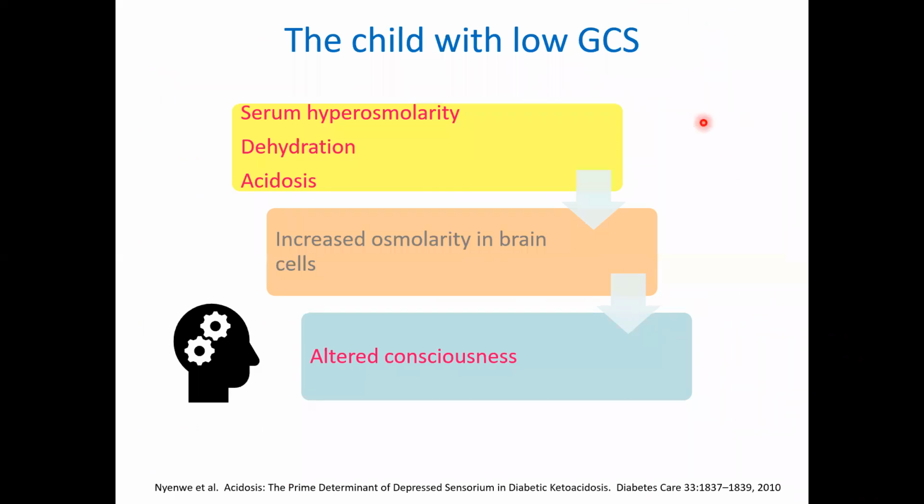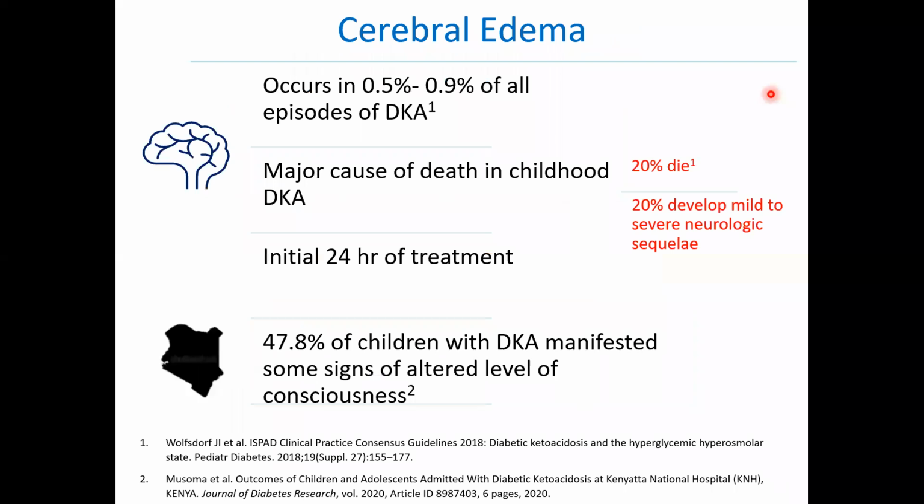So what about the patient who presents with altered sensorium? What is the cause? So these patients have serum hyperosmolarity because of the hyperglycemia. Most of them are usually dehydrated, have severe dehydration, and of course they have acidosis because of the increase in ketones. So these factors together cause an increase in osmolarity in the brain cells, and that contributes to altered consciousness. But of course, we always have to have cerebral edema at the back of our minds for all these patients.